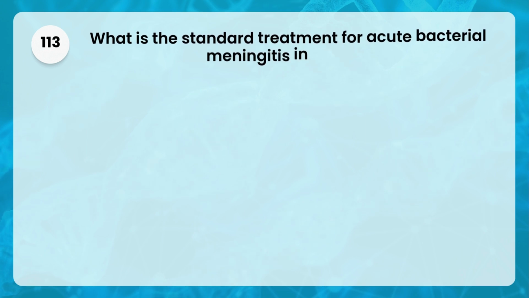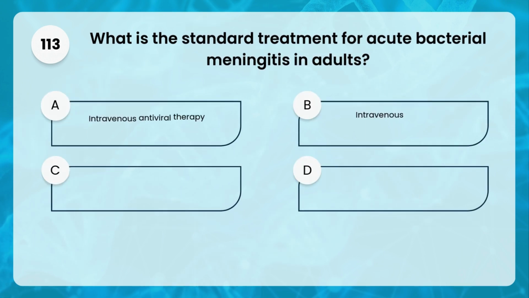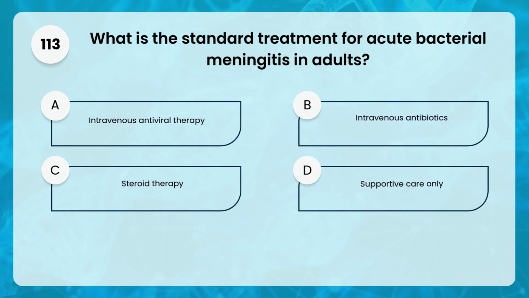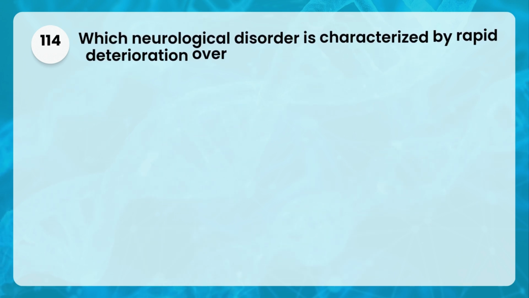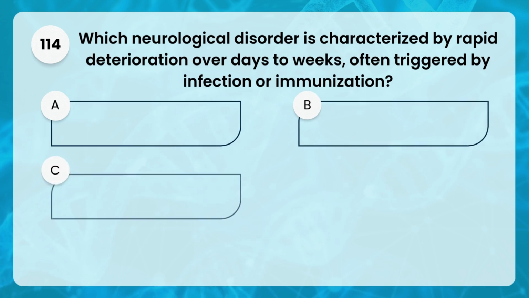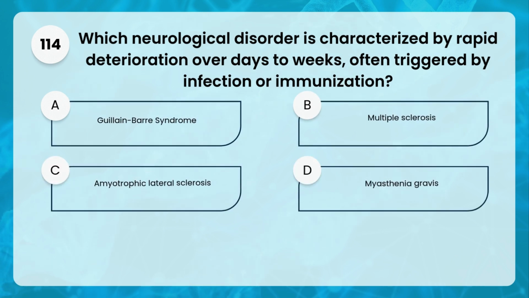Number 113. What is the standard treatment for acute bacterial meningitis in adults? A. Intravenous antiviral therapy. B. Intravenous antibiotics. C. Steroid therapy. D. Supportive care only. The answer is B. Intravenous antibiotics.